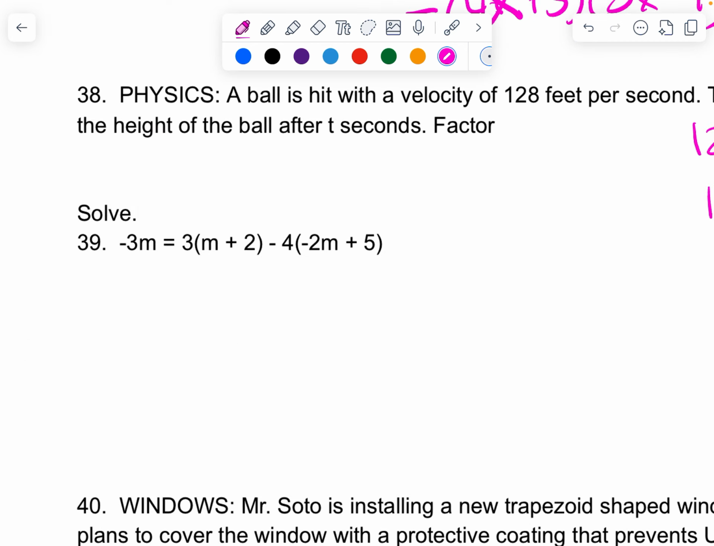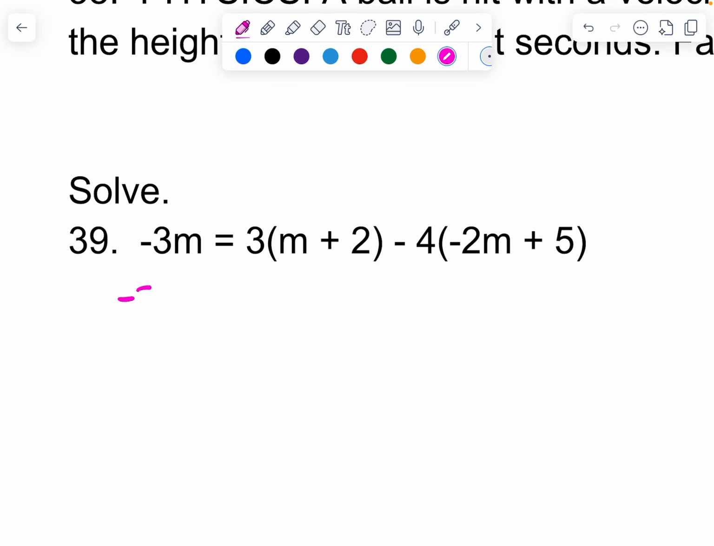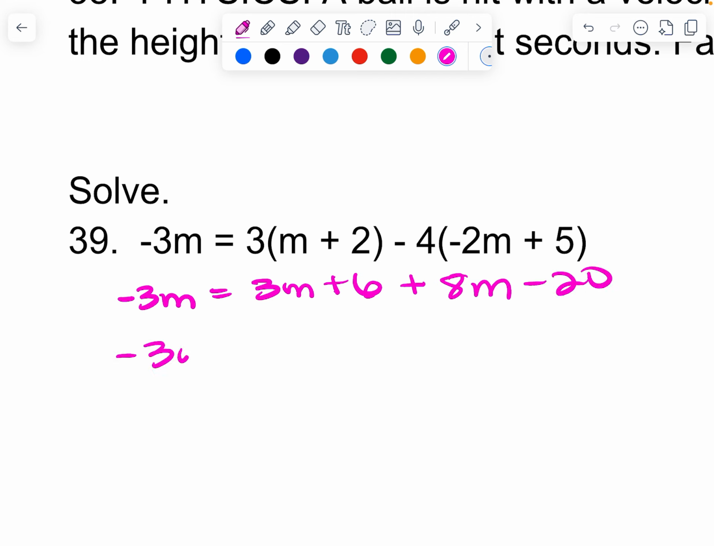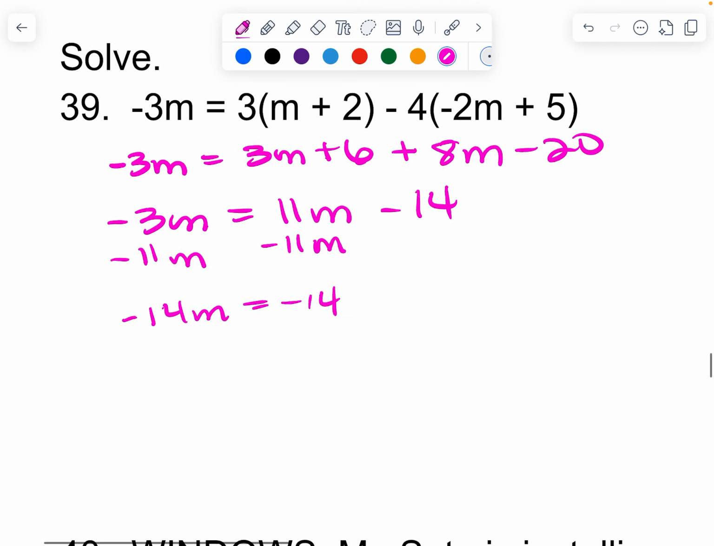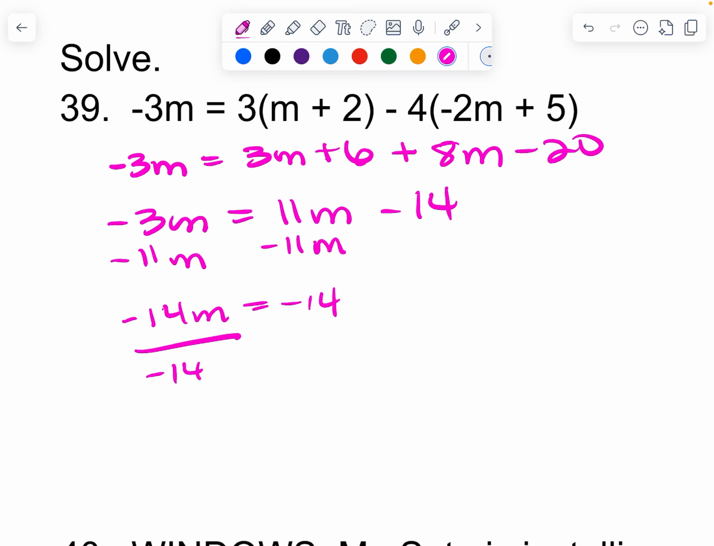This one is a solve. So negative 3m equals 3m plus 6 plus 8m minus 20. So negative 3m equals 11m minus 14. I'm going to subtract 11m from both sides. I am going to get negative 14m equals negative 14. I'm going to divide by negative 14 on both sides, and I'm going to get m equals 1.